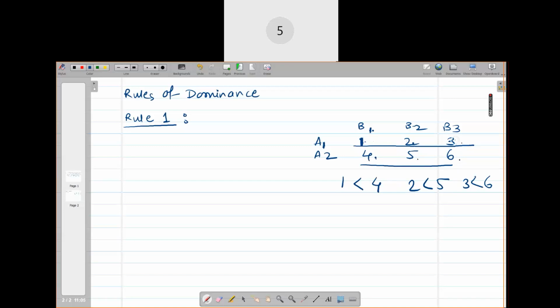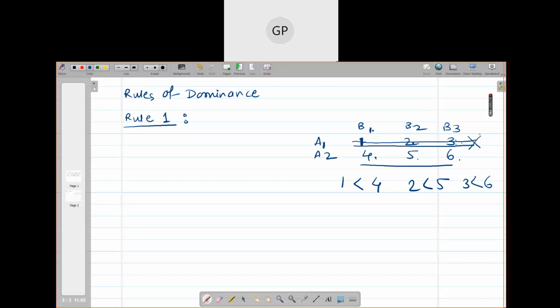That means the first strategy is getting dominated. Do you understand this? The first strategy is getting dominated. Player A will never go for the first strategy. So rule 1 deals with the domination of rows, row dominance.